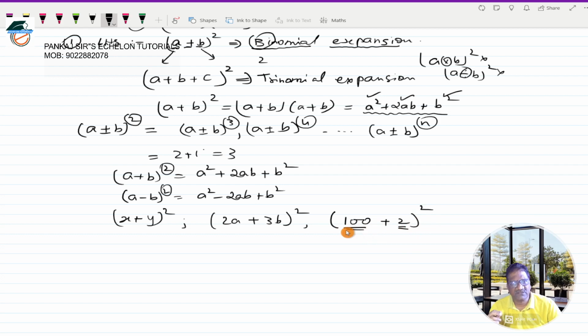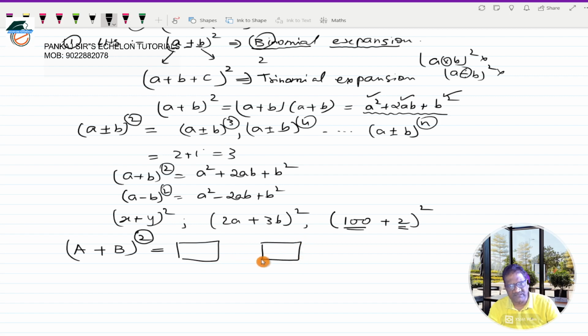Okay, so let us come to today's actual point. Suppose you have, now I'm using capital, (A plus B) the whole square as a binomial expansion. Then how will we find the expansion of this? I told you if the power of this expansion is 2, then the number of terms will be 2 plus 1, that is 3. So first let me put 3 boxes over here for those 3 terms.